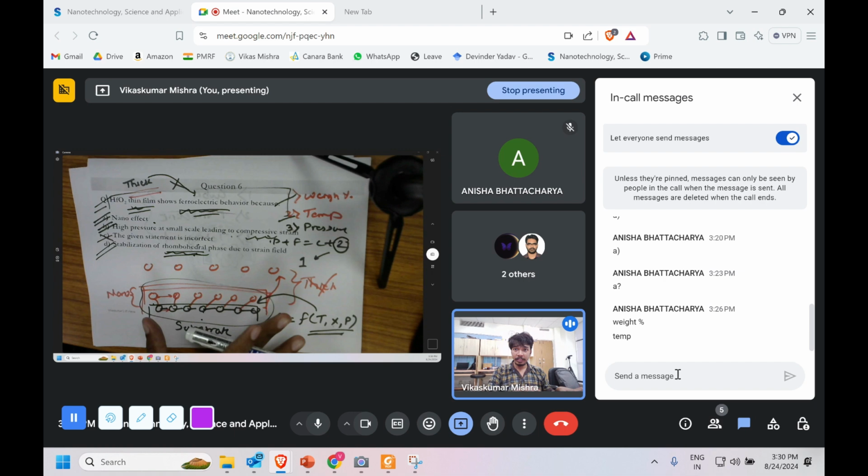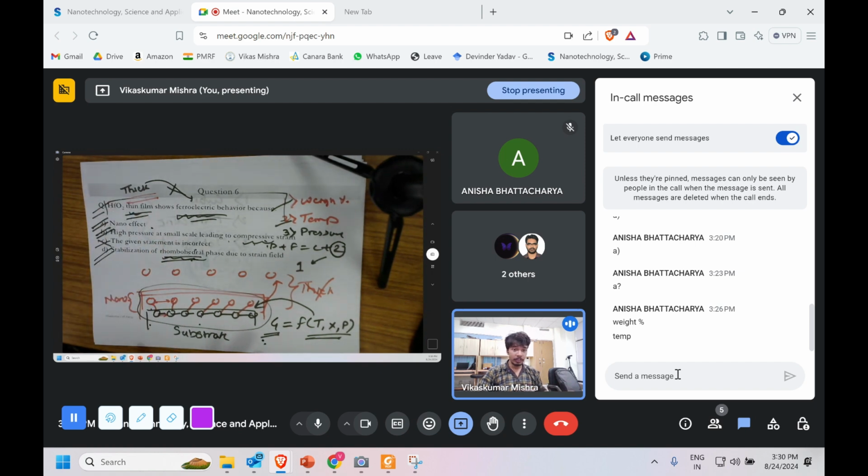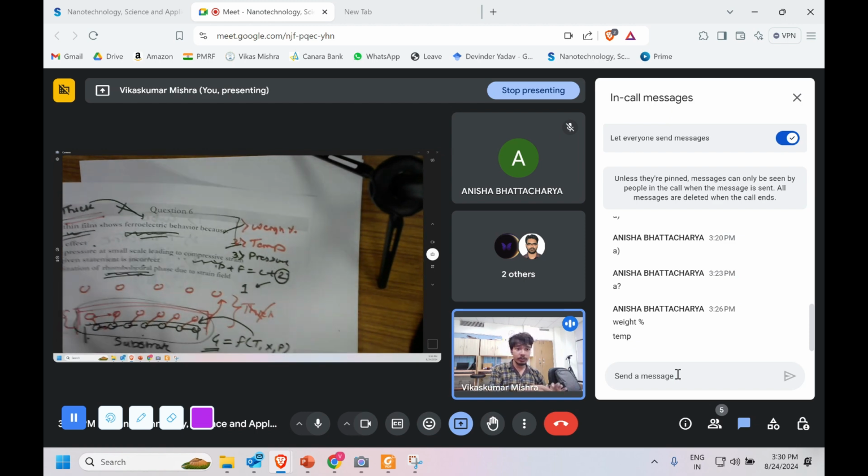Let me know if there is any doubt in this question number 6. We have discussed a lot of things here. You can recall, and if there is anything that does not match with yours, then you can let me know. If it's something which is difficult to digest, then please let me know, we can discuss it again. Okay, since there is no doubt, let's move to the next question, number 7.